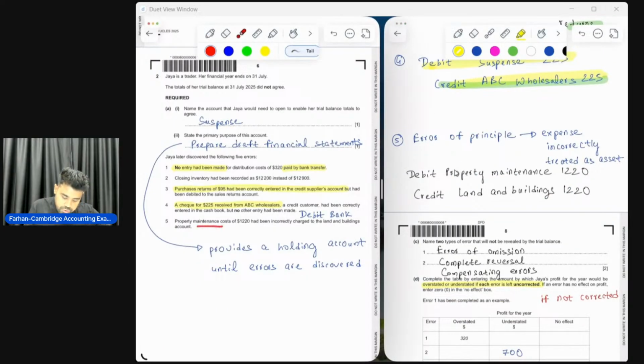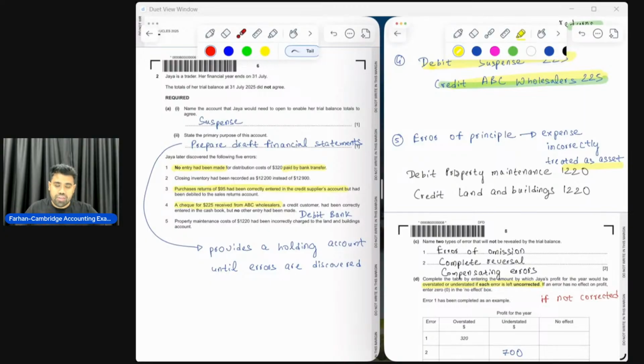Property maintenance costs of $1,220 had been incorrectly charged to the land and buildings account. All right. So again, we've got an error of principle where property maintenance, which is an expense that we have incurred, has been incorrectly treated as an asset. So what we have to do to fix it? We have to reduce our assets and increase our expenses.